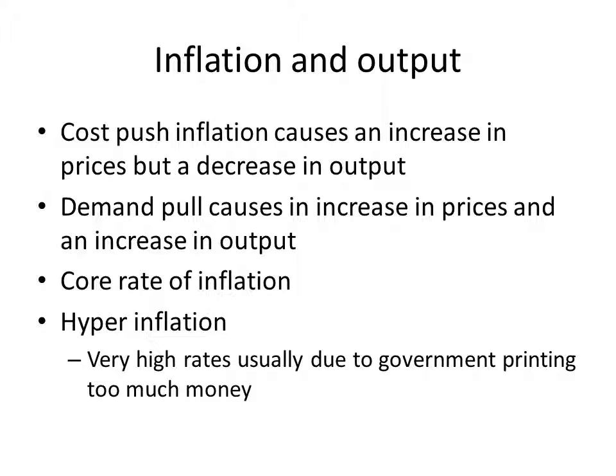Demand pull causes an increase in prices and an increase in output. In this case, it's really being pulled up by rising demand. We sometimes say this is too much money chasing too few goods. So demand pull causes an increase in prices, but it also increases output. So at least with increased output, more people are hired or their wages go up, and this can offset the price increases.